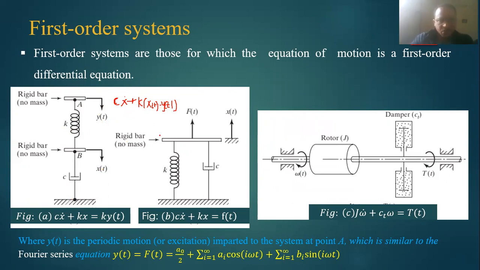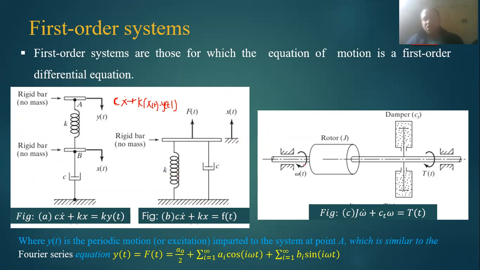Another one is here, where we have a massless rigid bar subjected to some forcing function f of t. The reference coordinate x of t is here, and k and c are here. So this can be expressed as c x dot plus kx equals f of t. I can represent this as capital F. So this is a first order system because it has only first order derivatives.